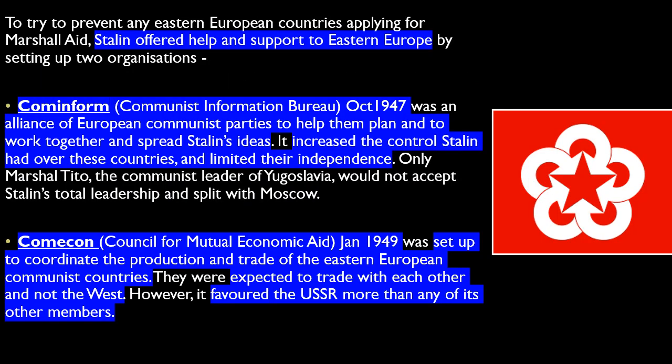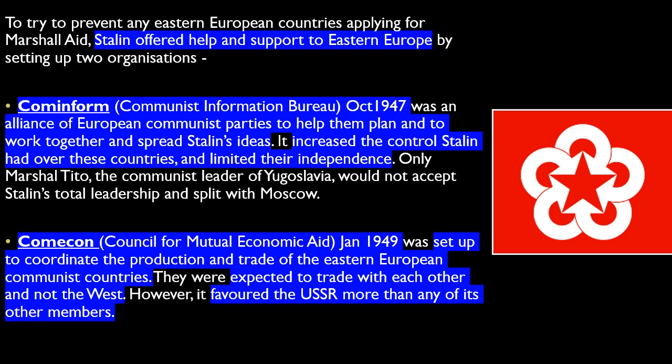What he did do instead was set up his own version of two things. One was called the Cominform, Communist Information Bureau, which was communist countries under control of the Soviet Union, spreading ideas, working together to control them. Probably a bit more like the European Union, but in a communist version, okay? And the same thing with Comecon. What you had here was probably more like the European Union, I suppose, with the Council for Mutual Economic Aid, shortened to Comecon.